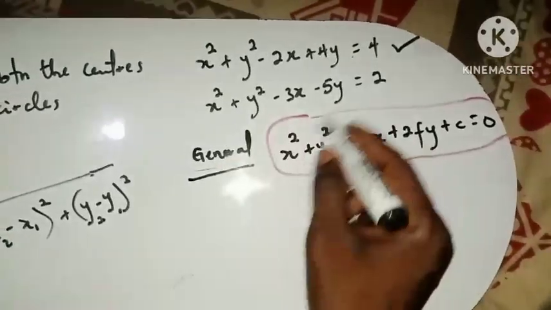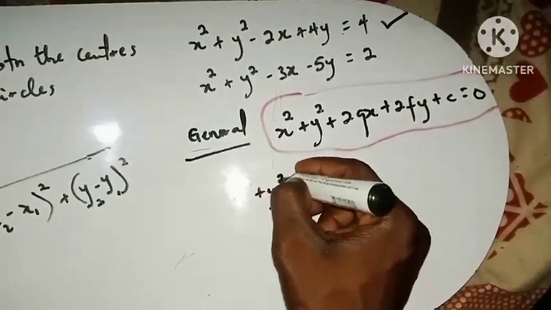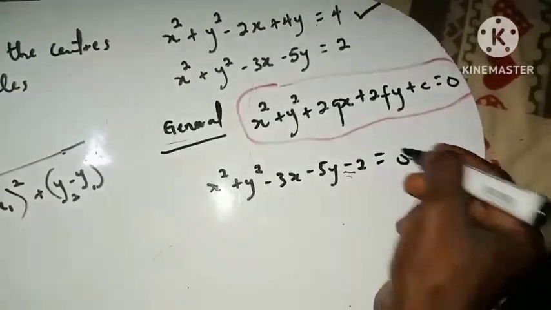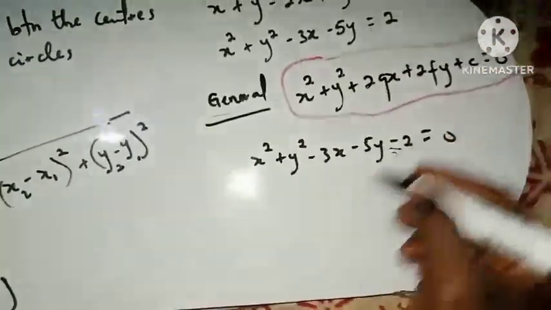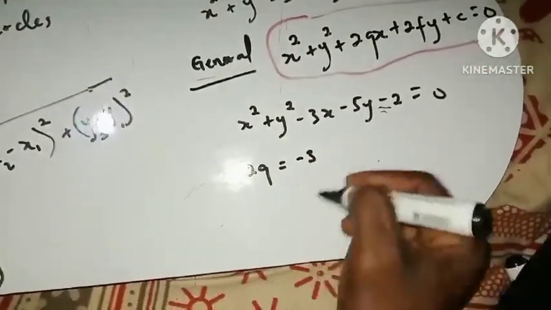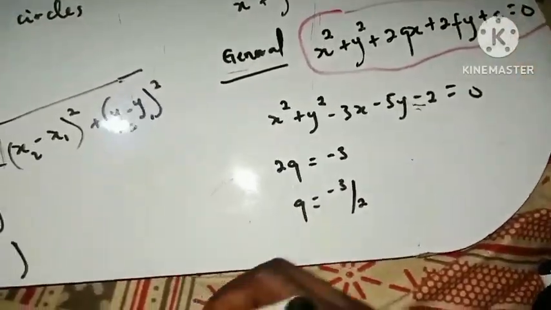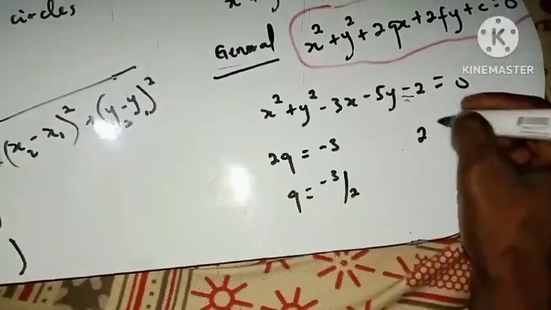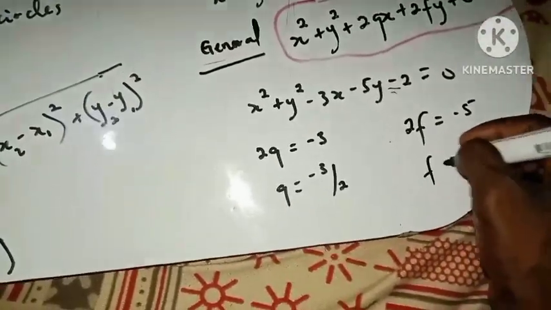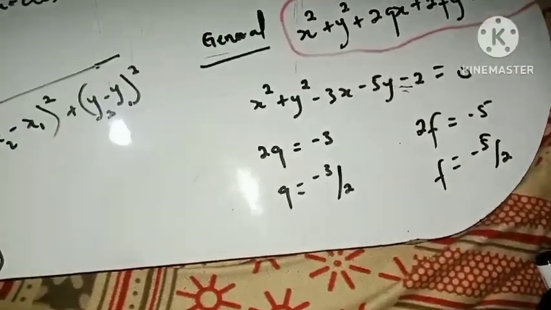So here, you have to write that in this form. That is going to be x squared plus y squared minus 3x minus 5y minus 2, everything equal to 0. Straightforward. Now doing the comparison, we have 2g equal to negative 3, so we have g to be negative 3 on 2. That is for the g. What about the f? You have 2f equal to negative 5, so f is equal to negative 5 on 2. Is that okay? Very simple and straightforward.